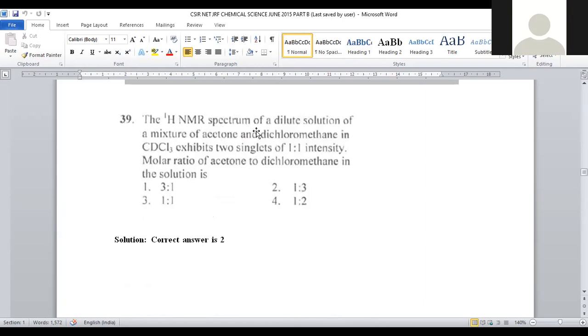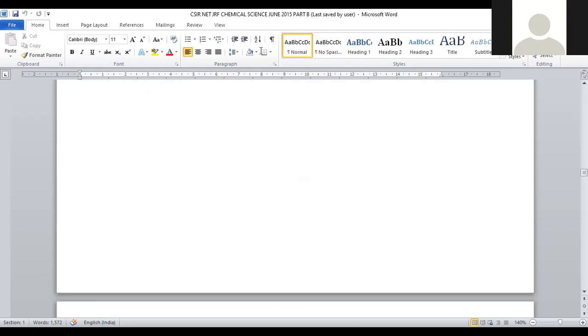The proton NMR spectrum of a dilute solution of a mixture of acetone and dichloromethane in CDCl3, called deuterated chloroform, exhibits two singlets of 1:1 intensity. What will be the molar ratio of acetone to dichloromethane in the solution that we have to predict? Proton NMR spectrum will correspond to the number of sets of equivalent protons. Here we can clearly observe that.